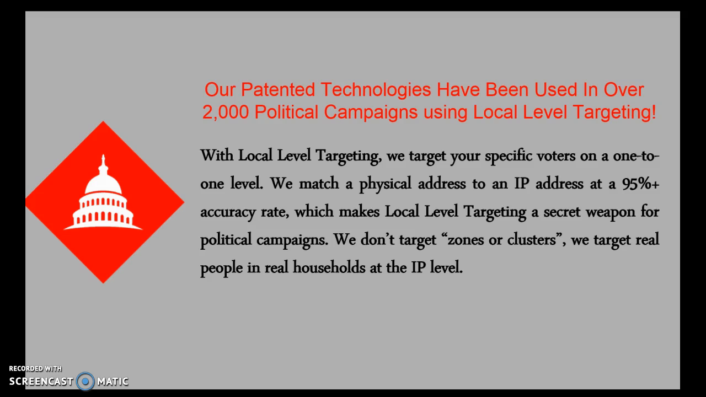With this local level targeting, we target your specific voters on a one-to-one level. We match a physical address to the IP address at about a 95% accuracy rate. Again, 50% of the list, but it's a 95% accuracy rate as far as the IP addresses are concerned, which makes this local targeting a secret weapon, literally, for political campaigns. We don't target zones or clusters. We target real people in real households at the IP level, or Internet Protocol level.